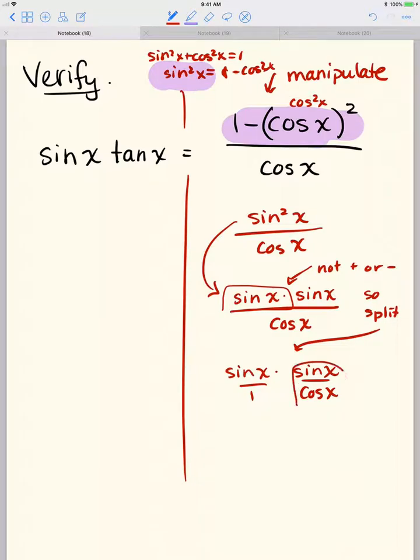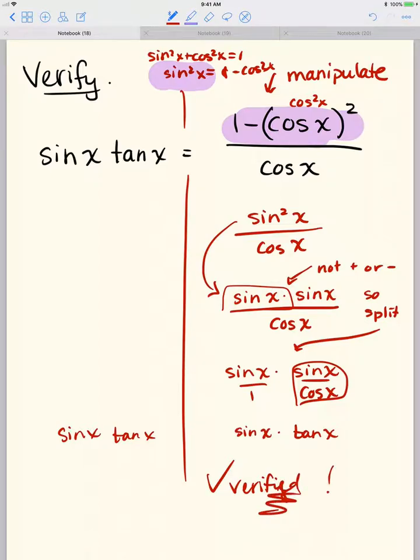And then sine over cosine, I could pull and make tangent, and that would multiply sine of x times tangent of x, which is what we were trying to verify for our problem. So those are verified. Okay.